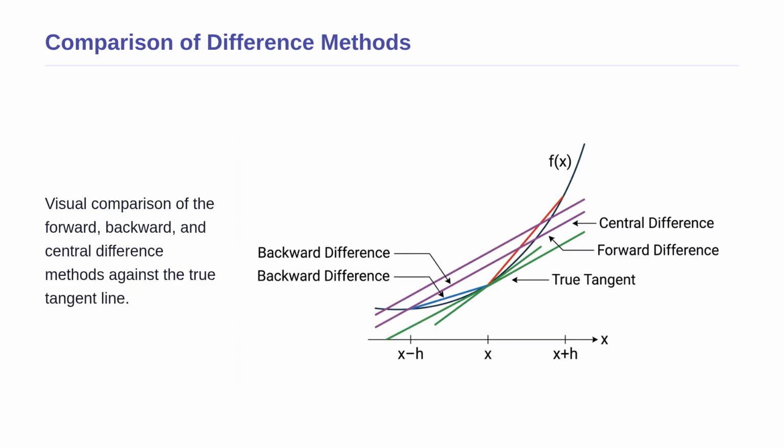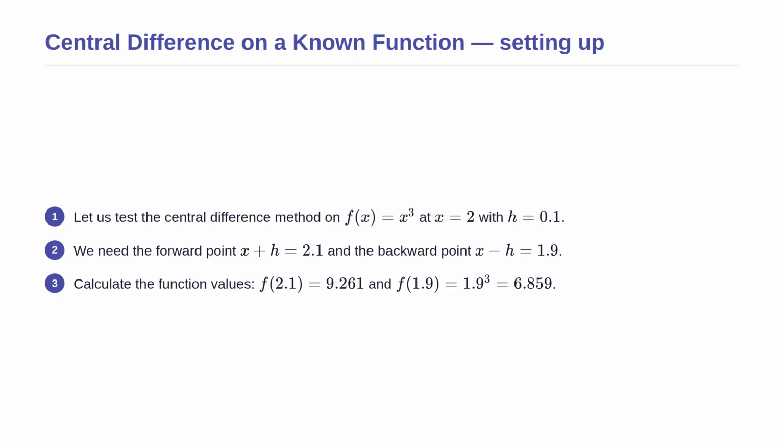Notice how the red forward line and the blue backward line are clearly tilted away from the true green line. However, the purple central difference line, which connects the outer 2 points, runs almost perfectly parallel to the true tangent. This visual alignment perfectly matches our mathematical proof. Let us return to our previous example to see this massive improvement in action.